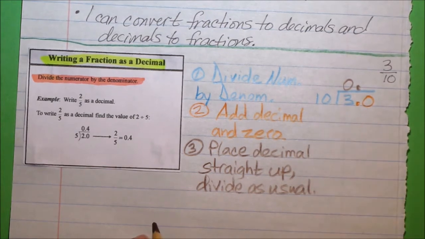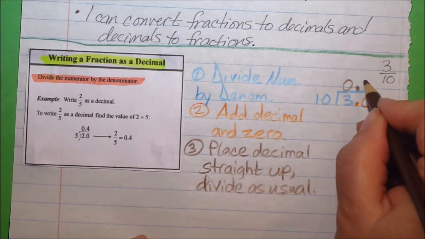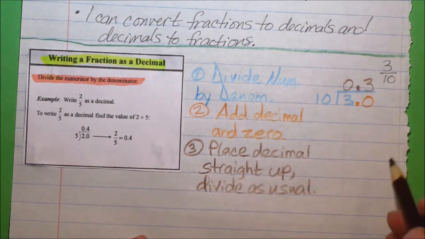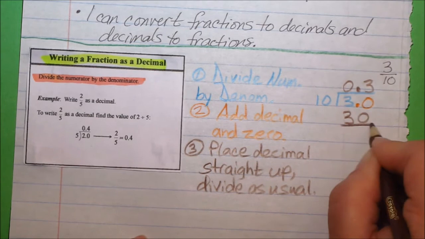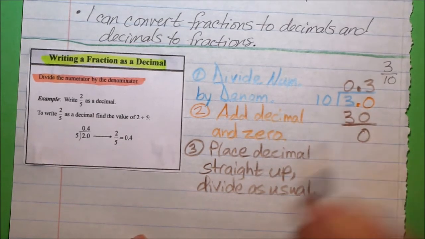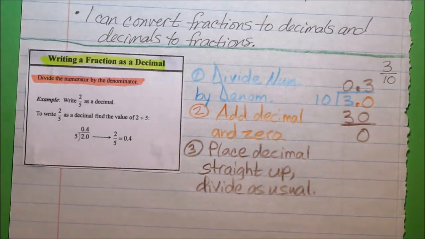10 can go into 30. And it goes into 30 how many times? 3 times, right? So 3 times 10 is 30. 30 minus 30 is 0. So I have completed the problem.